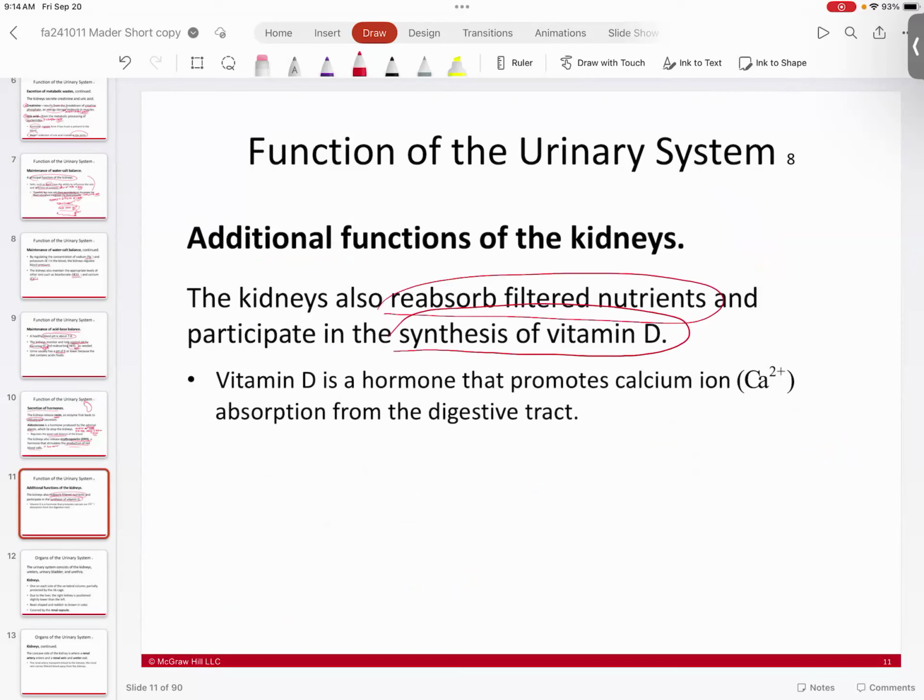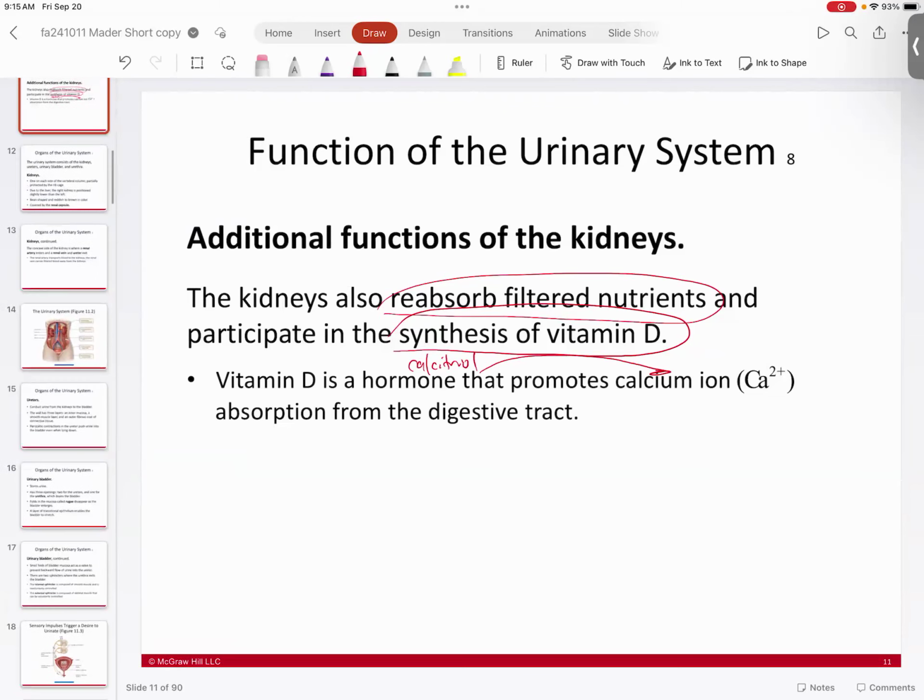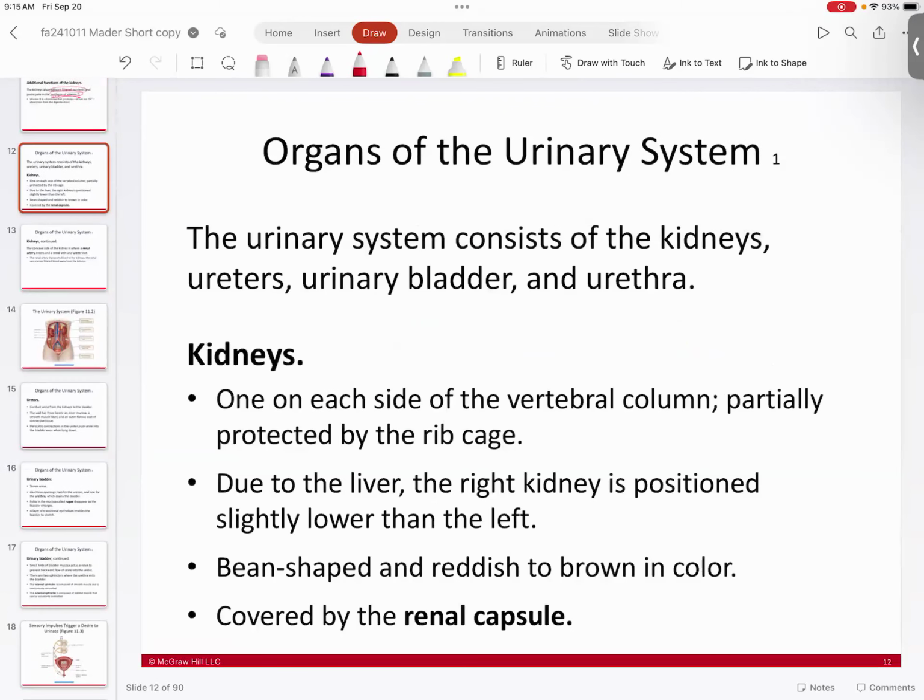Remember, vitamin D begins by UV sunlight radiation on the skin, goes to the liver, and then makes its way to the kidneys, where it finally turns into a hormone called calcitriol. Calcitriol is the hormone that promotes calcium absorption from the digestive system. So if you're eating calcium, this will allow you to absorb it better, so you can get that calcium into your bloodstream.